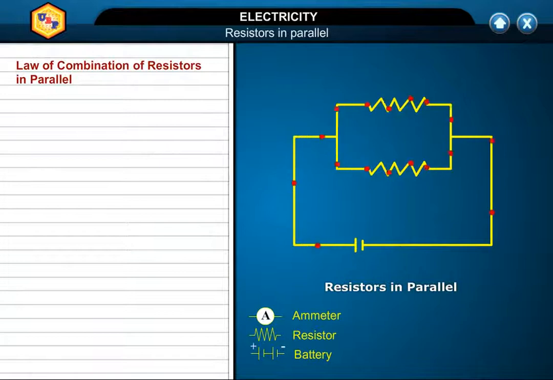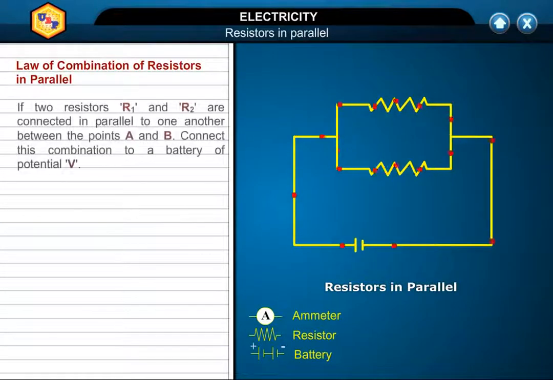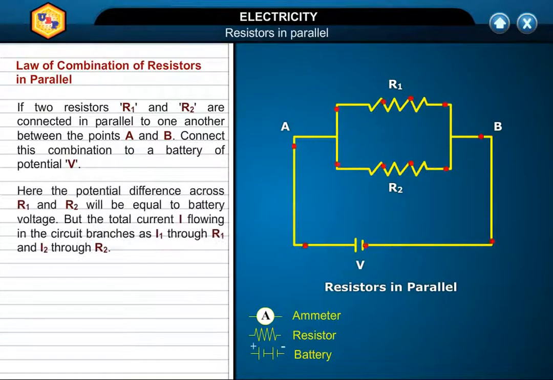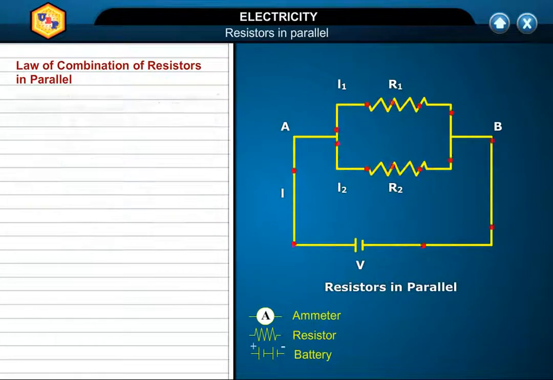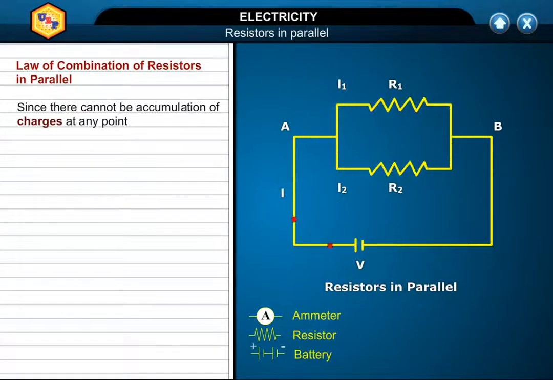Law of combination of resistors in parallel. If two resistors R1 and R2 are connected in parallel to one another between the points A and B, connect this combination to a battery of potential V. Here the potential difference across R1 and R2 will be equal to the battery voltage, but the total current I flowing in the circuit branches as I1 through R1 and I2 through R2. Since there cannot be accumulation of charges at any point, I is equal to I1 plus I2. This is equation 1.